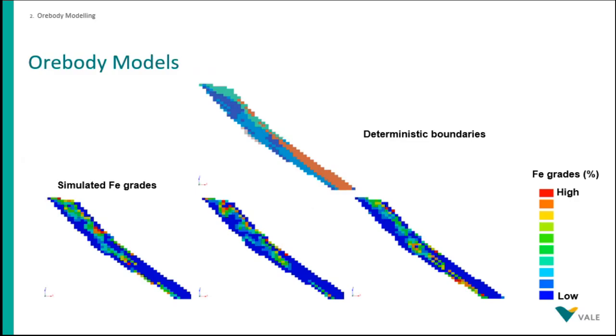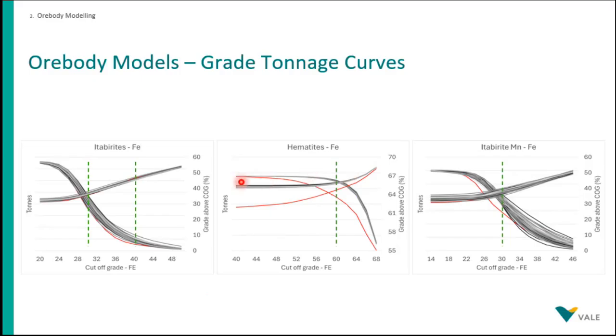So just some visual examples of the attributes we simulated. First here we see the variability on the iron grades. And most of the time with iron grades, they do not vary drastically from one simulation to another. But what we saw was an important difference between the simulations and the deterministic model, especially for the hematites. And we will see in the results some impact of this difference by looking at the grade-tonnage curves here.